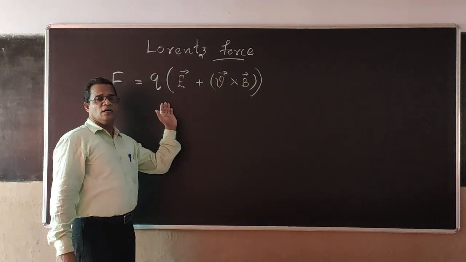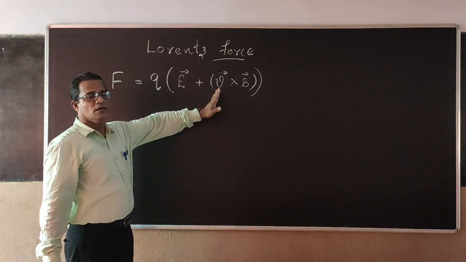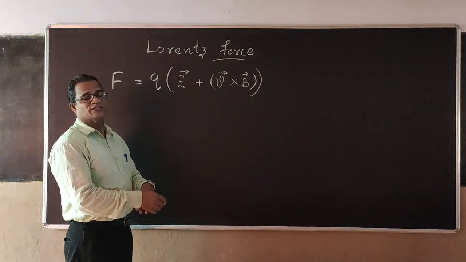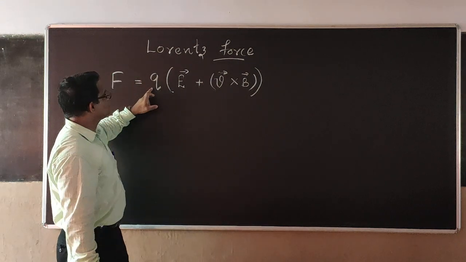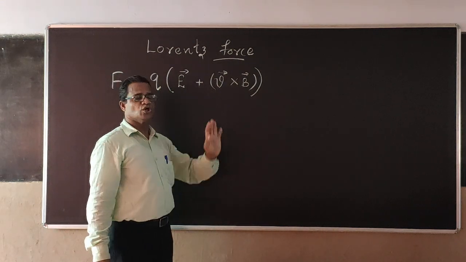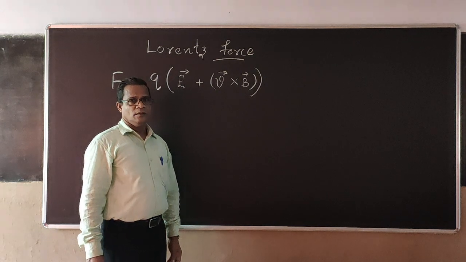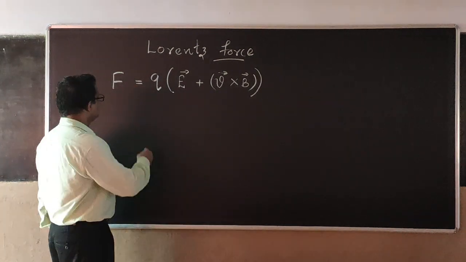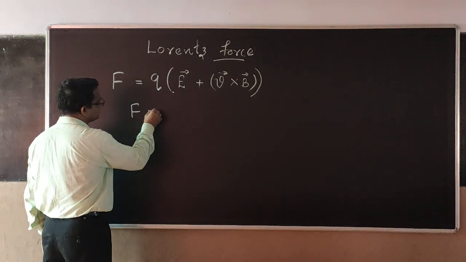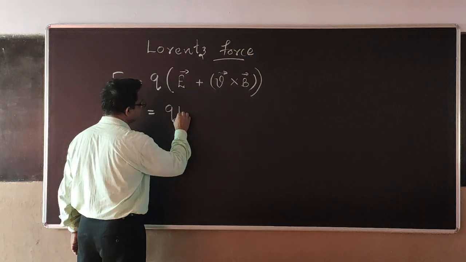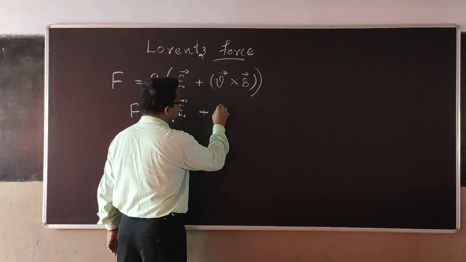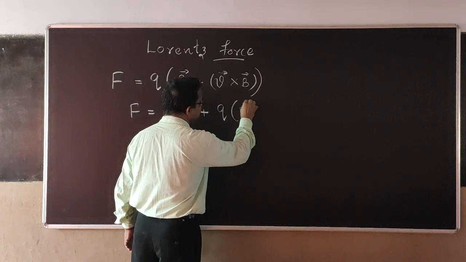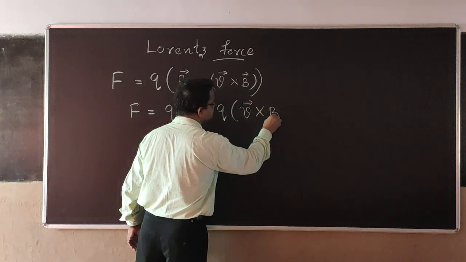This is the formula we got through experiments conducted. That F equal to Q into E plus V cross B. That means there comes two types of forces. One is Q into E, another Q into V cross B.